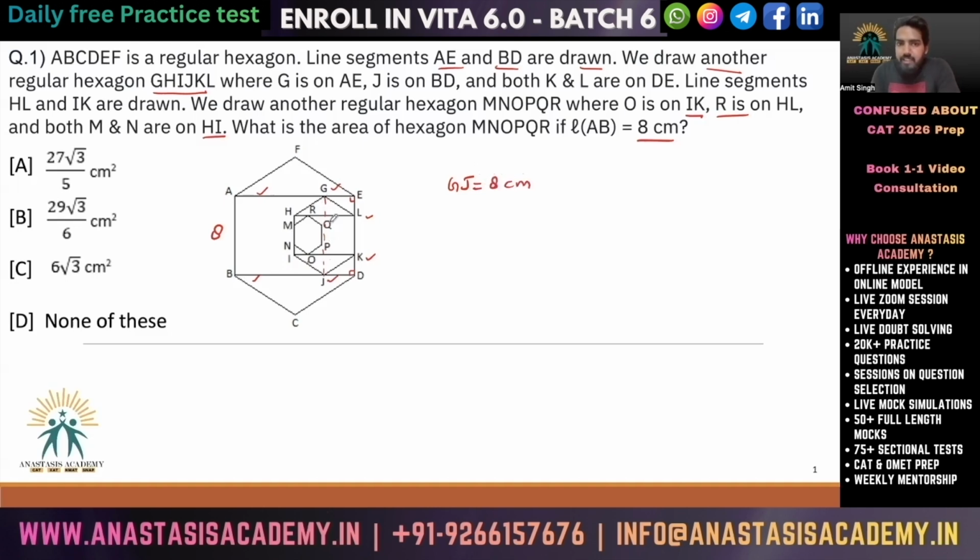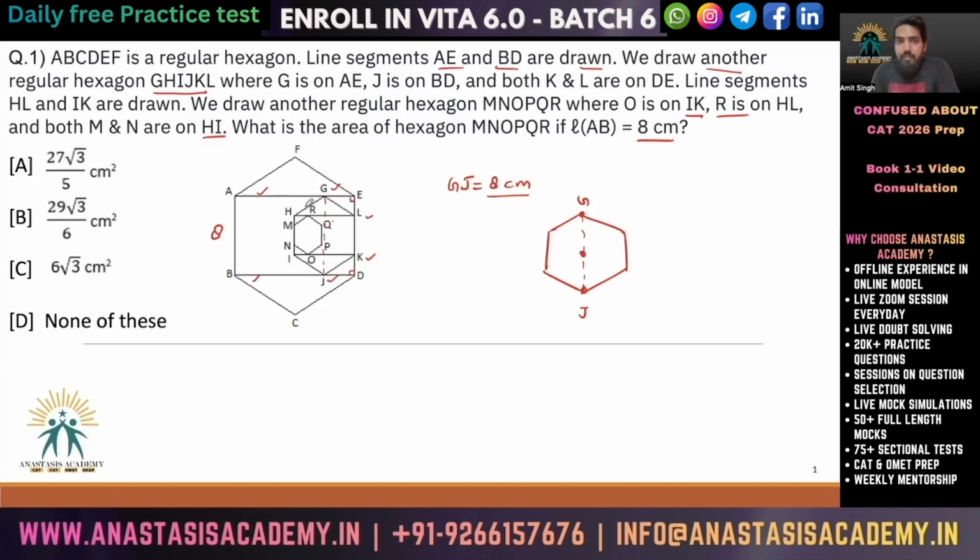right? And GJ, if you have a regular hexagon and you join these two points, this is point G and this is point J, when you join these points, this is the longest diagonal of the hexagon, right? So it is equal to 2 times the side of a regular hexagon. So this side GJ is equal to 8 centimeters. So I can say that it would be equal to 2 times the side of this regular hexagon.